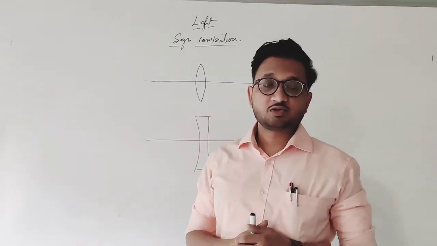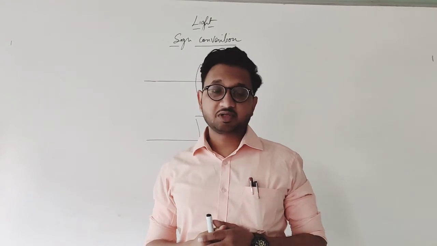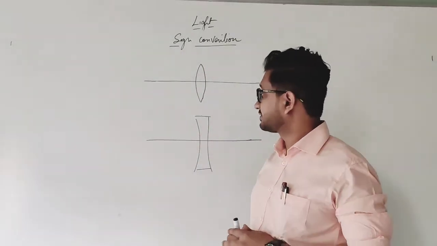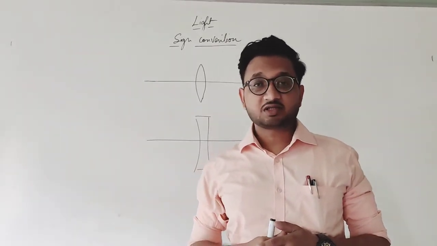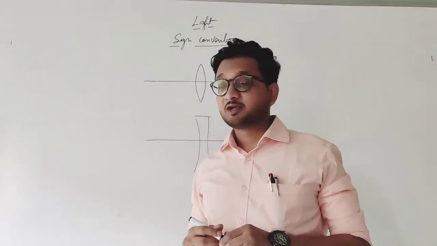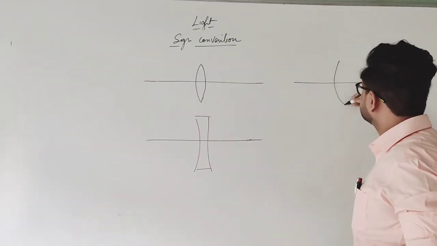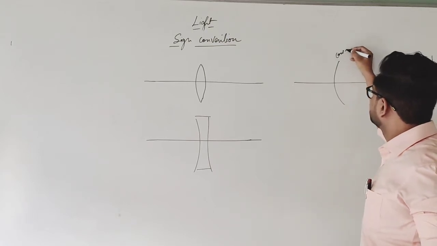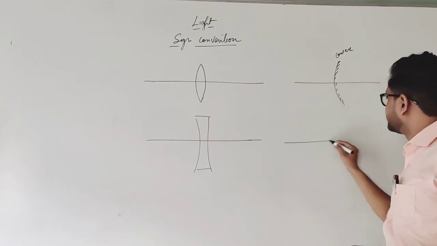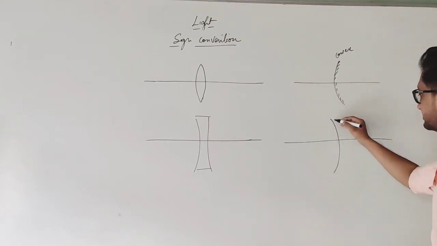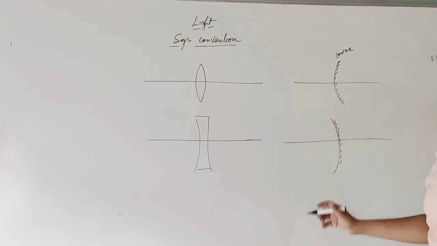Okay, students. So we saw the sign convention for the concave and convex mirrors. Similarly, we have sign convention for concave and convex lenses. When we will be solving the numericals, this will be really helpful. So if you remember, let's recap once again. This is the convex mirror, this one. The rough side is on this side, and this is the concave mirror. The rough side is on the right side. Okay? And this is the shiny surface.